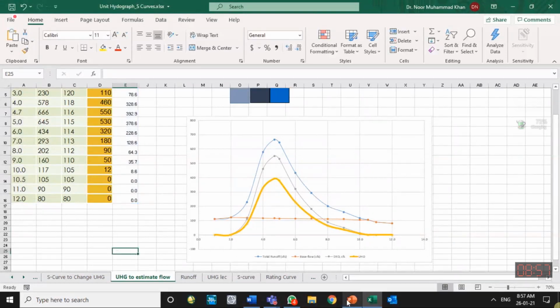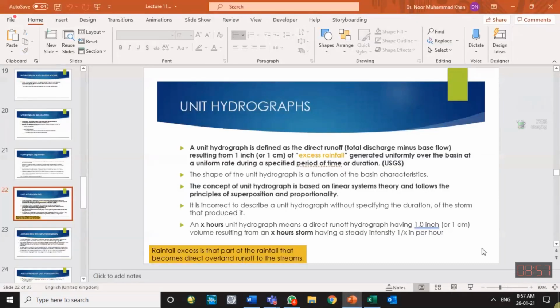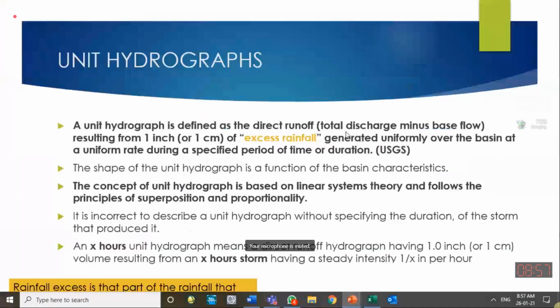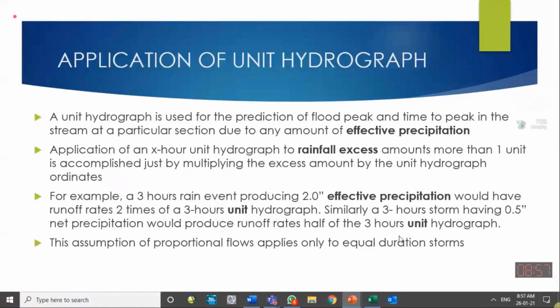So that is the part of the unit hydrograph. Hopefully you can do it easily, and you should do it. Please do it with your hand. In exam, you will have less time. You will not be able to understand if you have not done it by your own hand.